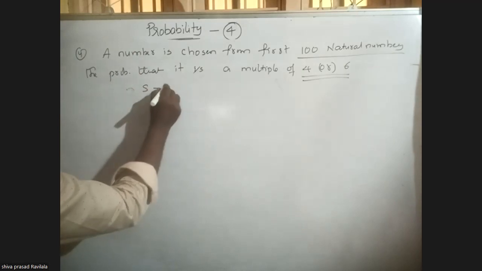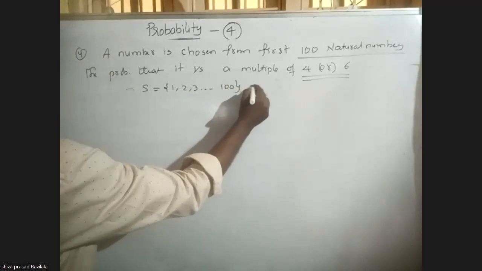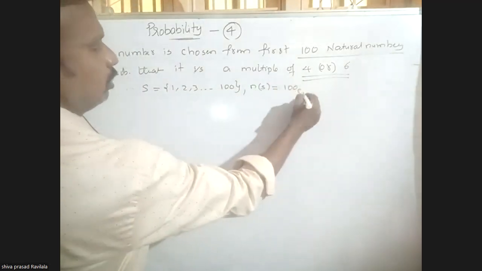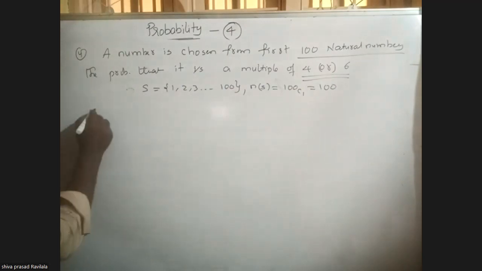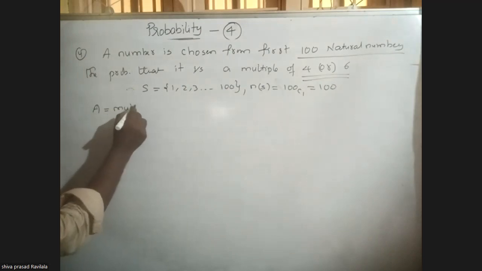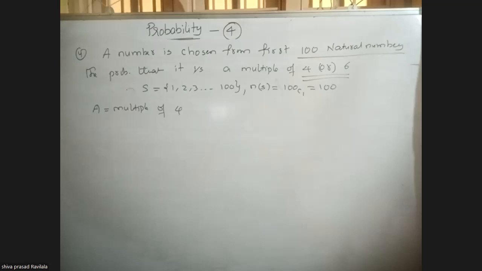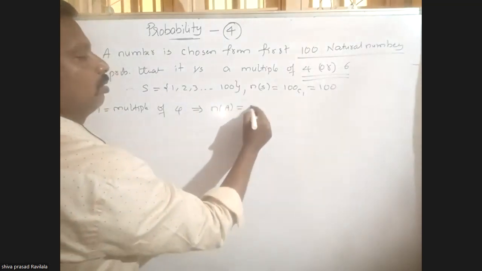S is equal 1, 2, 3, so on up to 100. N of S is equal to, you take one number from this 100 in 100 C1 is equal to 100. Okay, the probability that is multiple of 4 and multiple of 6. They may ask these type of questions. Only multiple of 4. How many numbers are it? Multiple of 4. Up to 100, how many multiples of 4? N of A is equal 25.